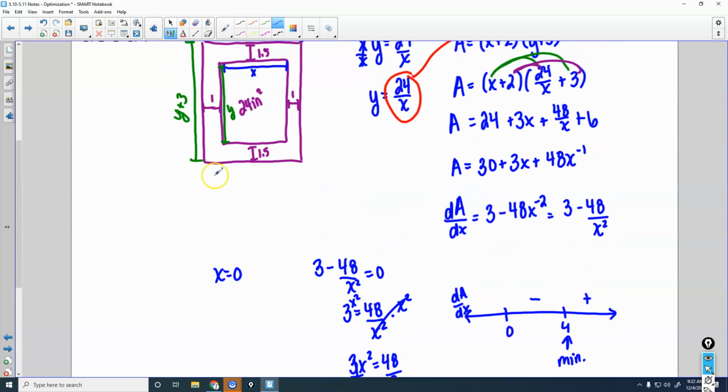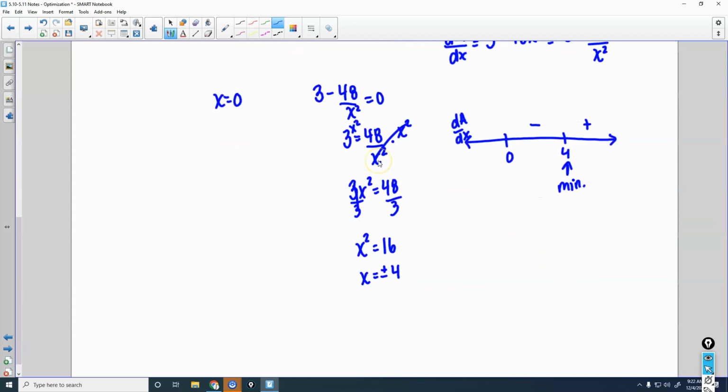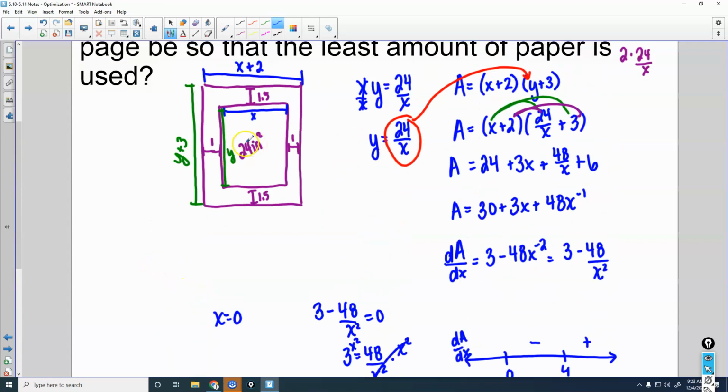4 is my x. I need to find my y. So x times y equals 24. We know that. Actually, we had it solved. So 4 times y equals 24. y is going to be 6. Now, 4 by 6, are those my inside dimensions or my outside dimensions? They're the inside because my x and y were labeled on the inside.